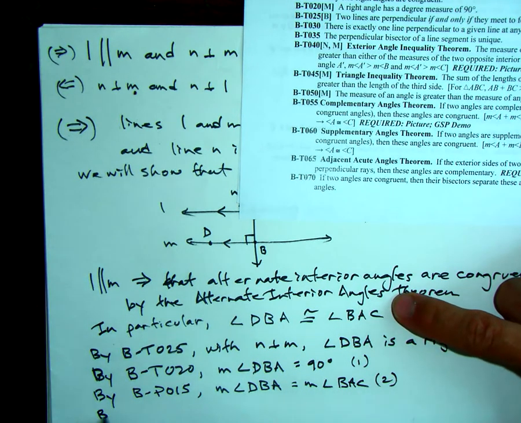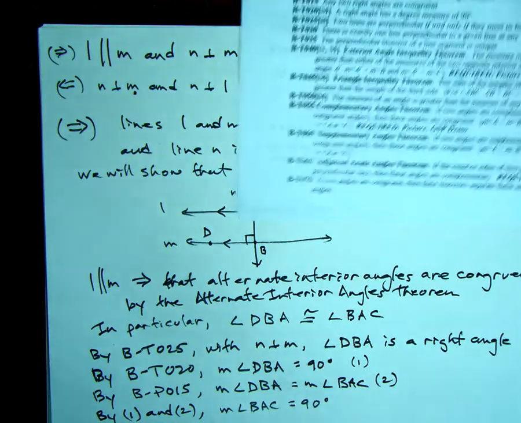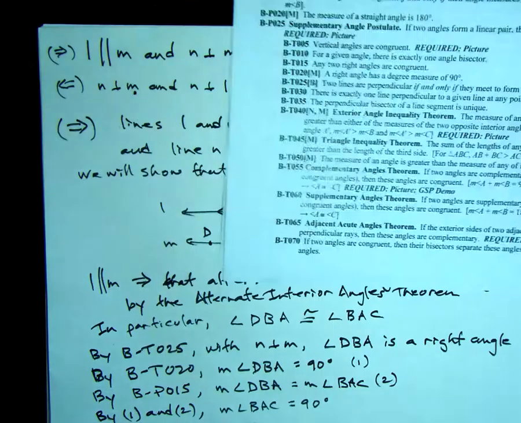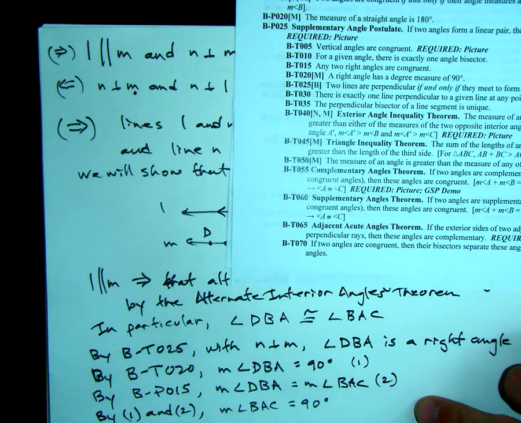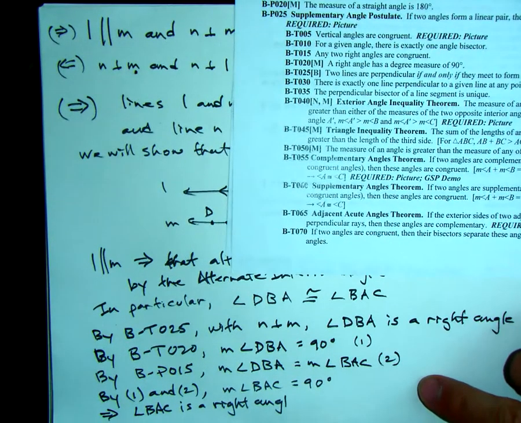So then I can just say by 1 and 2, since this one equals 90 and these are equal to each other, the measure of angle BAC equals 90 degrees. And then here, again, by the theorem, we know that this implies, and I can only use "implies" if it follows immediately from what precedes it, that angle BAC is a right angle.